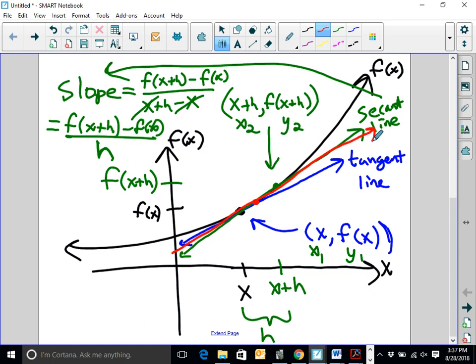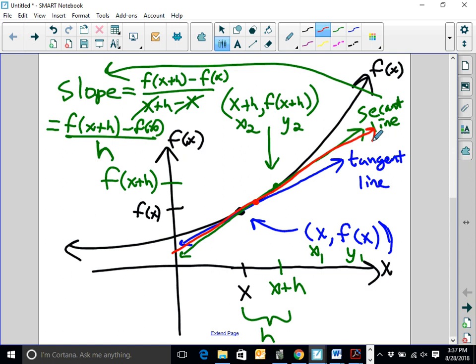So by choosing a point that's a little bit closer to my original x comma f of x point, we can see that this new red line, its slope is getting a little bit closer to our tangent line, right? It's a better approximation than the first secant line I drew.